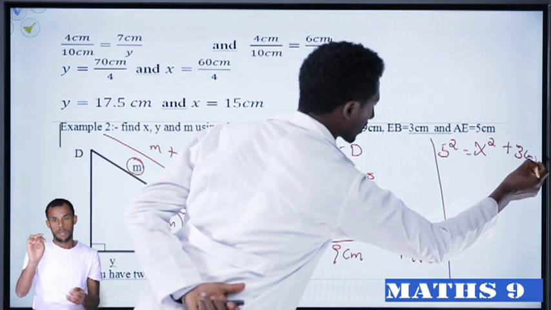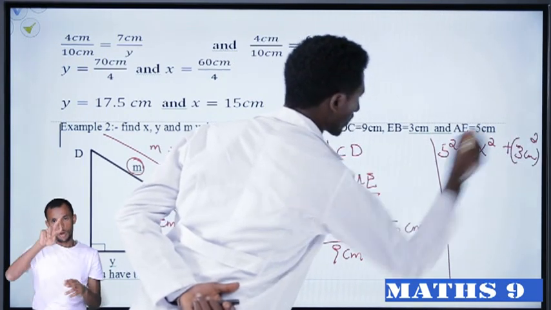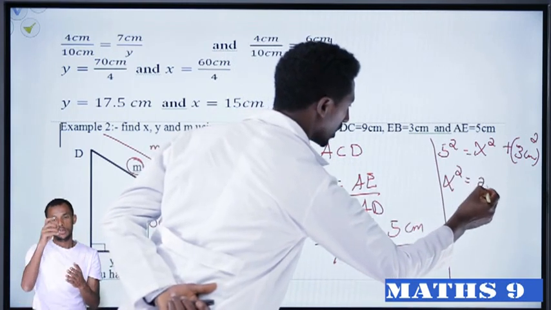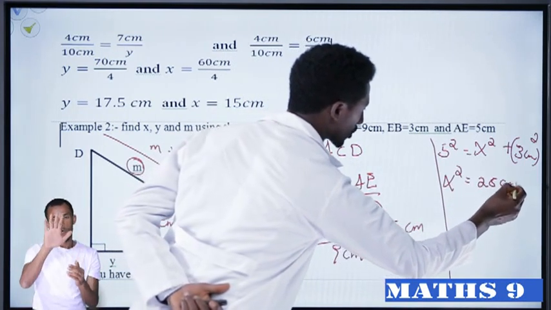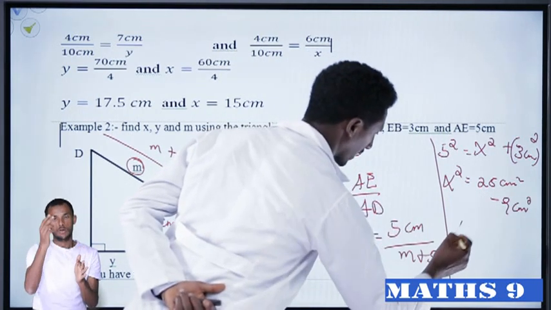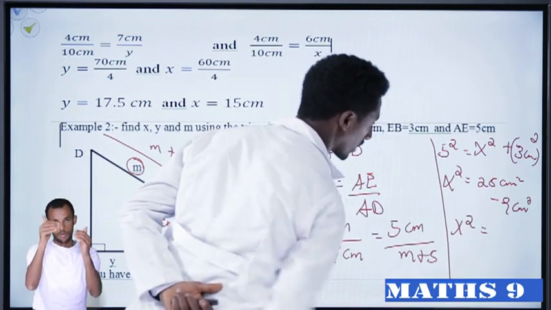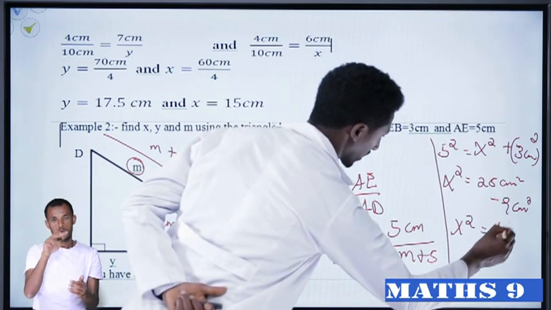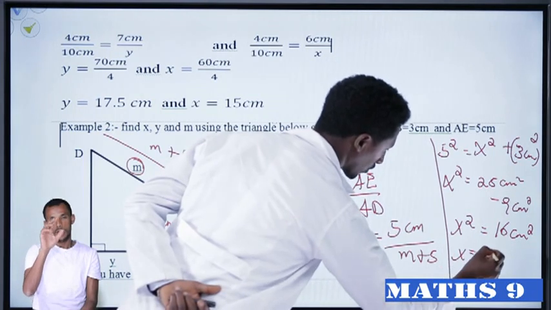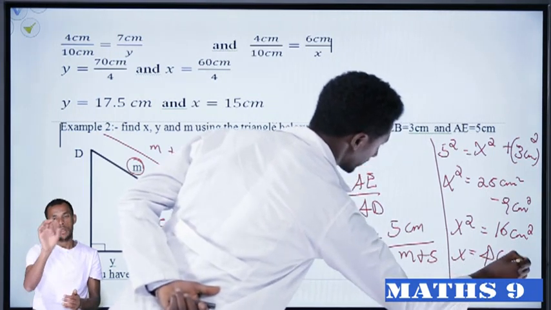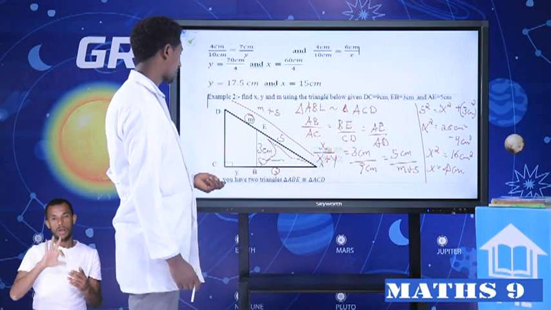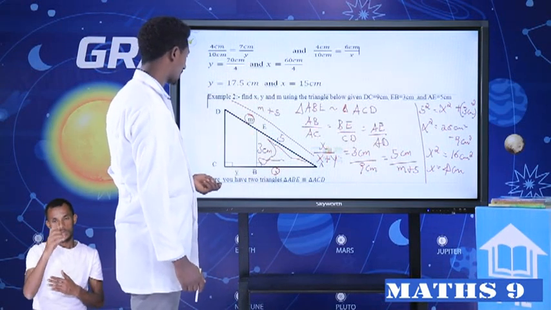3 centimeter the whole square. So if we evaluate this, x square equals 25 centimeter square minus 9 centimeter square. Thus x square equals 16 centimeter square. So x equals 4 centimeter. So we have the value of x now.